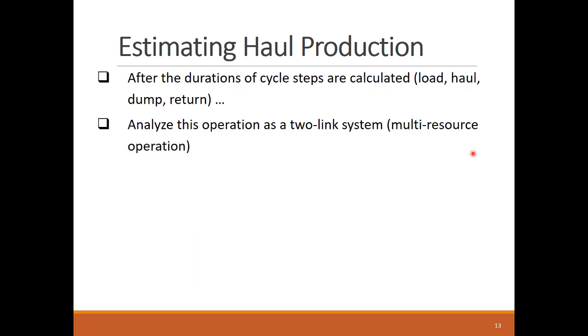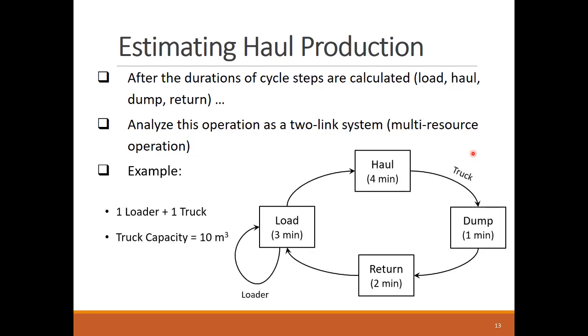So let's see an example of how we can model, analyze, and estimate the whole production rates. We would model the operation as a two-link system that depends on more than one resource, meaning the trucks and the loading equipment. We will study an example that involves a loader and a truck, and the truck payload is 10 cubic meters.